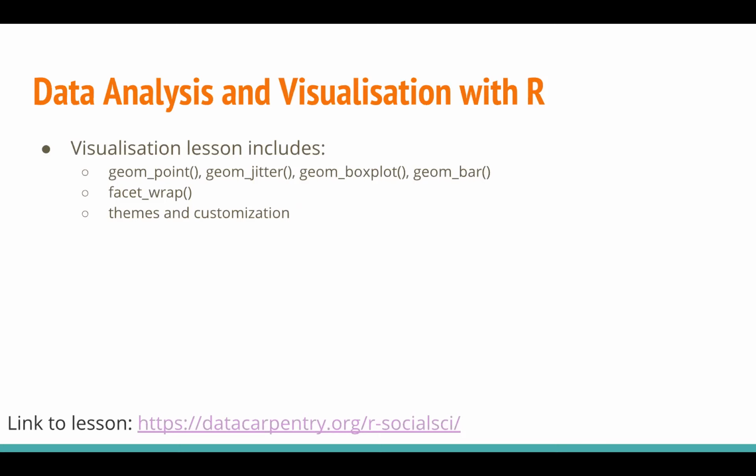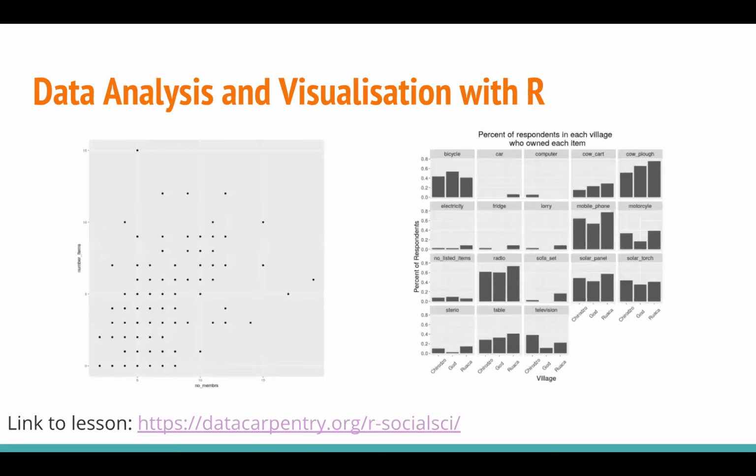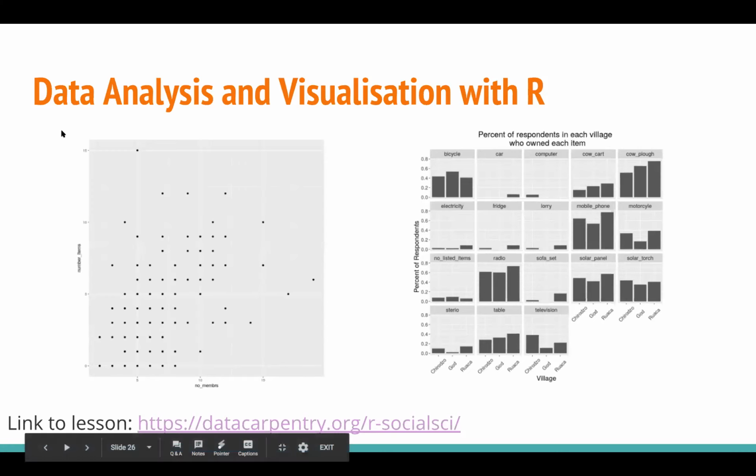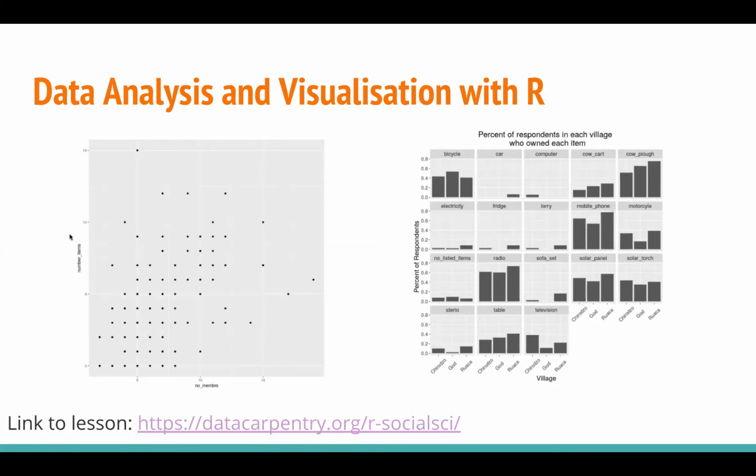The visualization lesson, which is the last part of the R lesson, includes several different geoms. So it covers geom point, geom jitter, geom box plot, and geom bar. It does also cover facet wrap, as well as themes and customization. And I want to show you an example of the progression of visualization in this lesson. This is the first plot that the learners will create. It's a very uninformative scatter plot of the number of members in a household and the number of distinct items in a particular list that the respondents said that their household owned. So it's not a very informative or pretty graph.